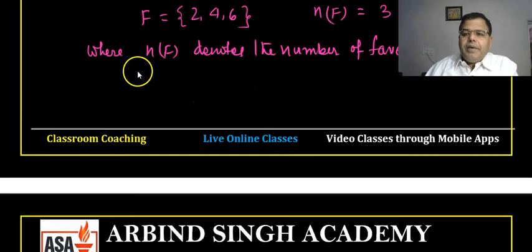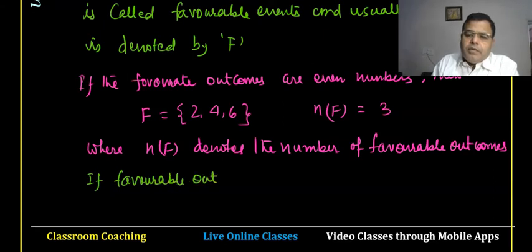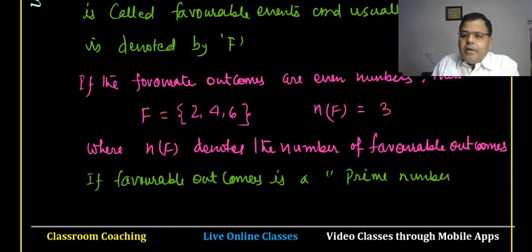Now, the probability of an event is defined in terms of favorable outcomes. Suppose the favorable outcome is a prime number, then what will happen? Then F is equal to the prime numbers 2, 3, and 5. These are prime numbers, and therefore here N(F) is also equal to 3.